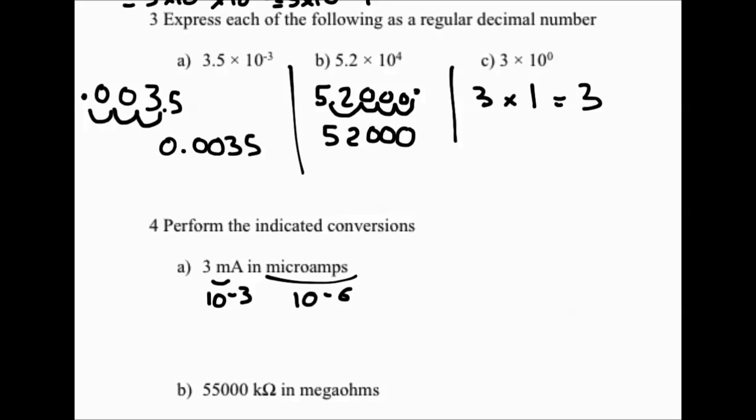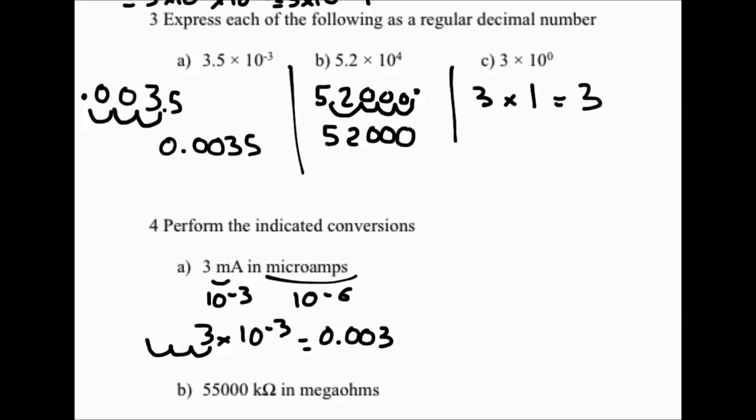Okay? So what does it mean? 3 multiplied by 10 minus 3. Again, what I do, I take my decimal point and I'm going to move it 1, 2, 3. Okay? And I'm going to have 0.003.